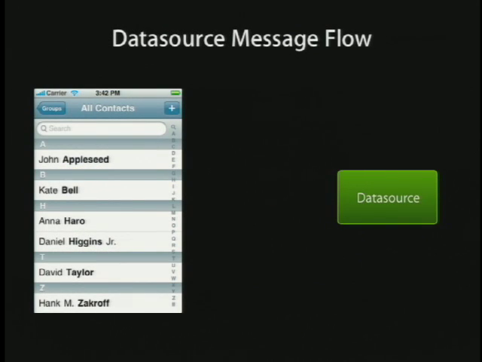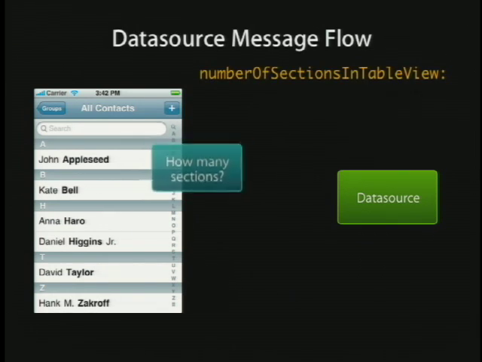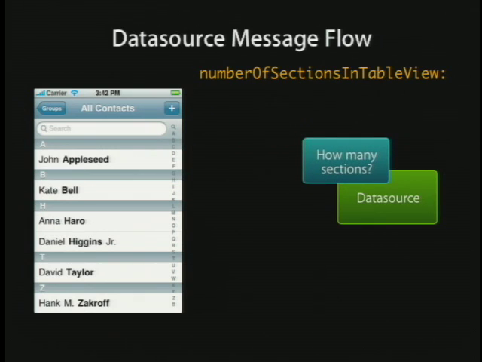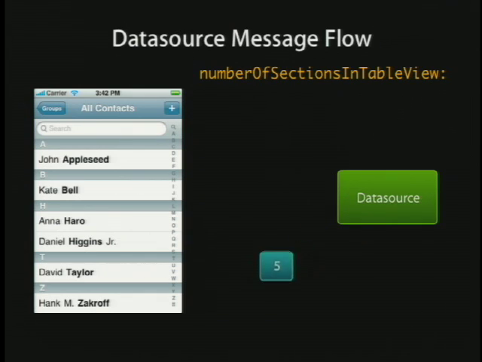But first, let's take a more visual look at what this all means with the data source message flow. So we've got our UITableView over on the left there, and we've got our data source on the right. The first thing that the table view needs to know is how many sections it has. So it's going to find out, hey, data source, how many sections do I have? And the data source is going to say, well, I've got 5, and it'll return 5. So once it knows that, then it has to figure out how many rows there are in each of the sections that it has, so it knows how big the content's going to be.